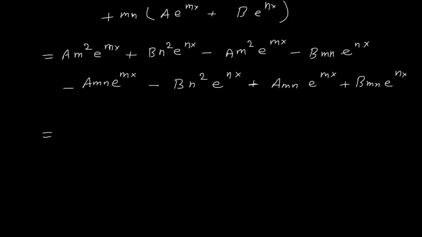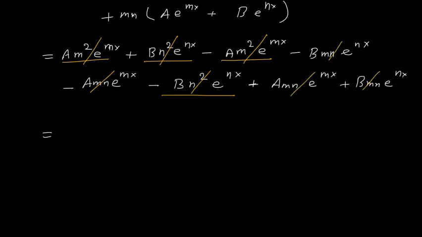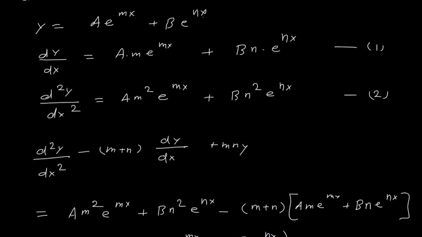Okay, so now see, if you observe this a m square e power mx, we have one term positive, and a m square e power mx, one term negative, so they will cancel. Then we have b n square e power nx, and here we have minus b n square e power nx. This term will also cancel. Third, we have a m n e power mx, and here it is minus, so this will also cancel, and this is also cancelled. So finally what we got? We got 0. That is what we have to prove.